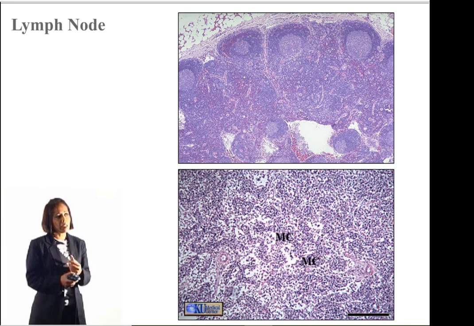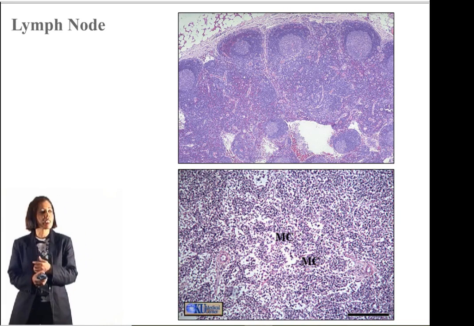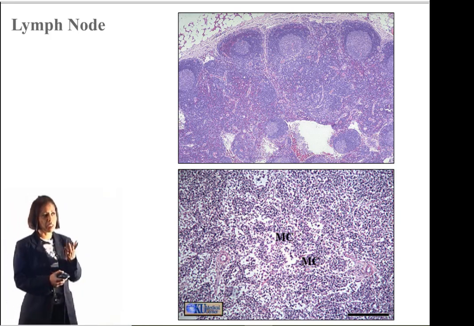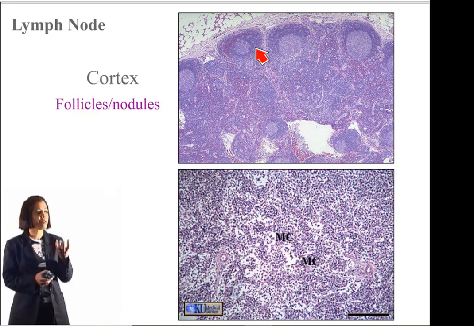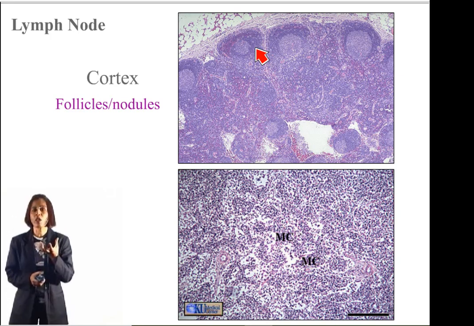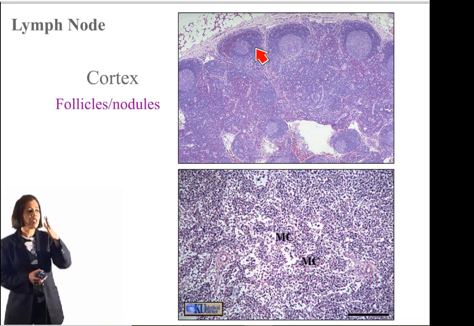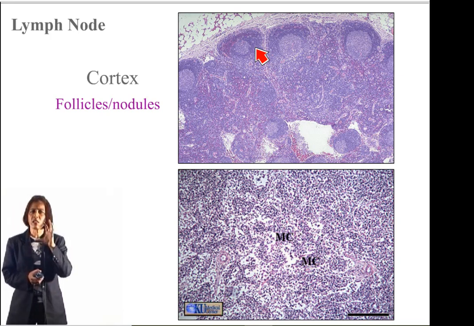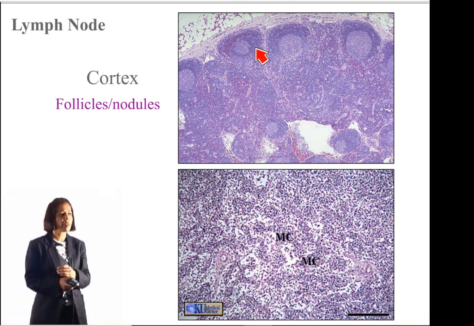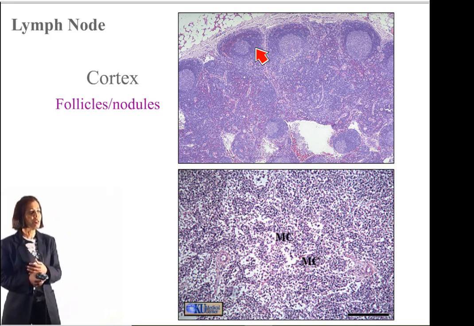Now on examining the lymph node a little more in detail, if you look at the top picture, you can again see the cortex where you have these follicles, or what are known as nodules. You call it a follicle when you see that the lymphocytes are aggregated in little circles or balls. They don't have to be perfect circles, but you can see that they're concentrated in an area, and that's what we call a follicle. It's also known as a nodule.